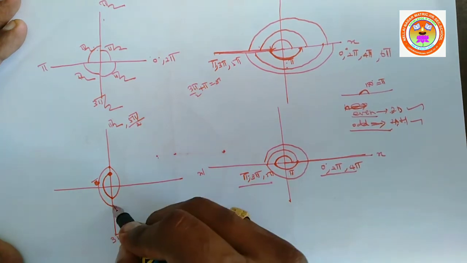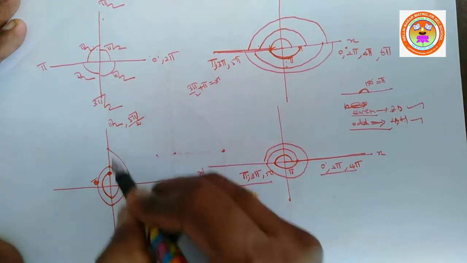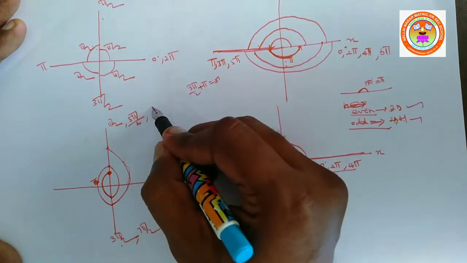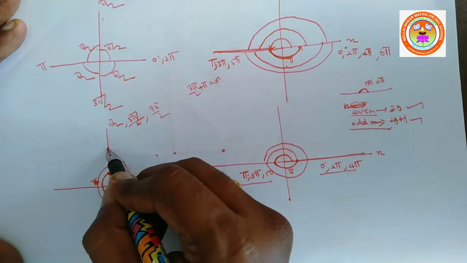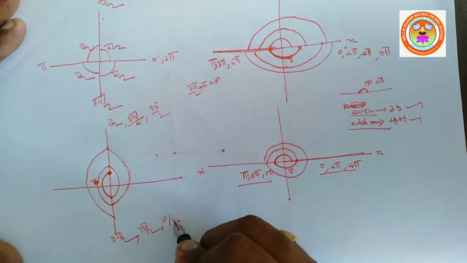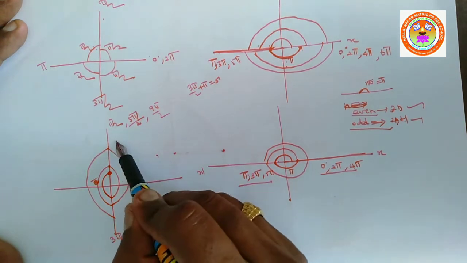If you go on, 7 pi by 2 travels a pi. This is nothing but 9 pi by 2. This 9 pi by 2 travels pi, which is nothing but 11 pi by 2. Like that. If you look at this, the difference is nothing but 4.